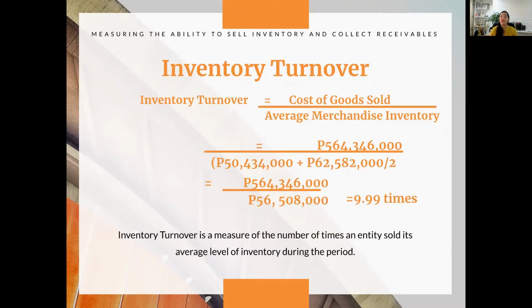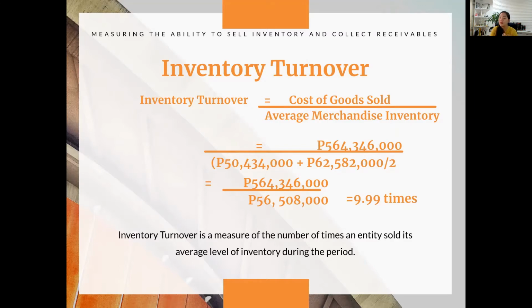Now, what is inventory turnover? Inventory turnover, where your cost of goods sold is the cost of the items already sold. The measure of inventory turnover is a measure of the number of times an entity sold its average level of inventory during the period. So, the inventories are replenished. Right? So, inventory turnover is the cost of goods sold divided by average merchandise inventory.